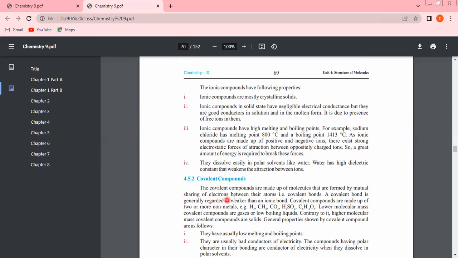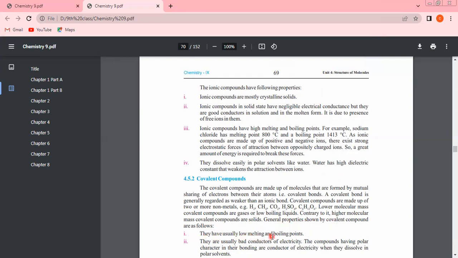Covalent compounds. The covalent compounds are made up of molecules that are formed by mutual sharing of electrons between their atoms. Covalent bonds. A covalent bond is generally regarded as weaker than an ionic bond. Covalent bonds are made up of two or more non-metals, hydrogen, lower molecular mass. Covalent compounds are gases or low boiling liquids. Contrary to it, those of higher molecular mass are solid. Generally, properties shown by covalent compounds are as follows.